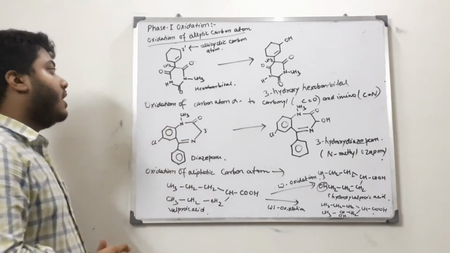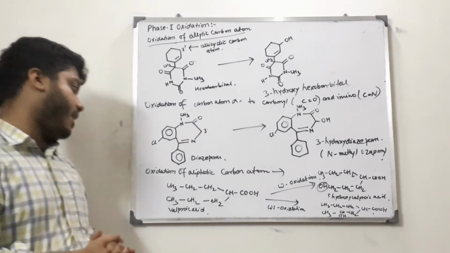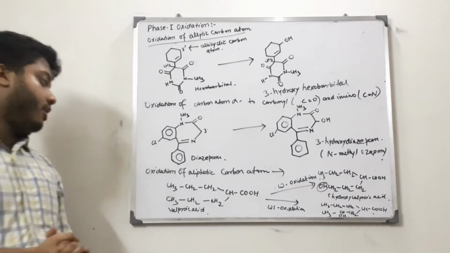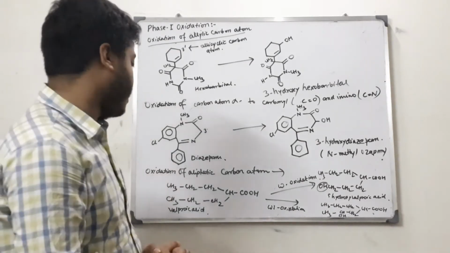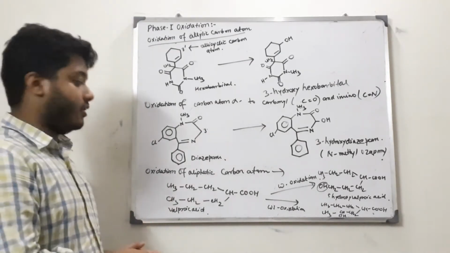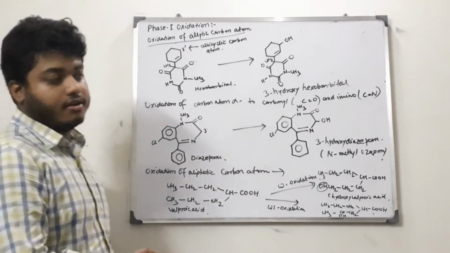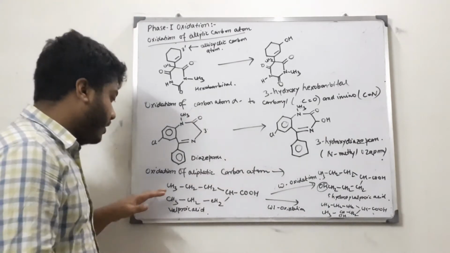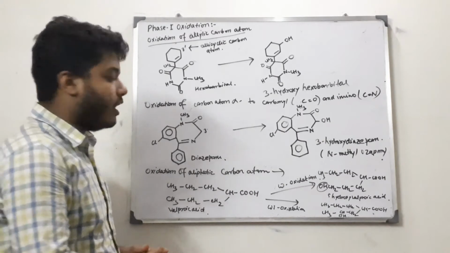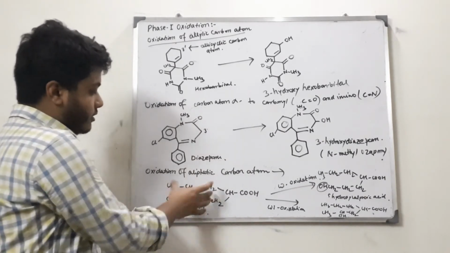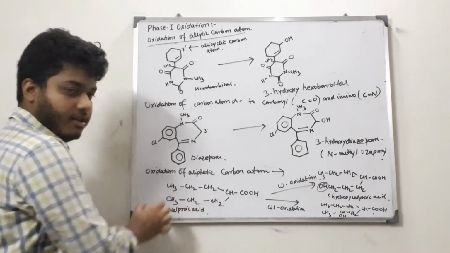Now, oxidation of aliphatic carbon atoms is generally seen in the case of the anti-epileptic drug valproic acid, which we generally use in status epilepticus. A linear structure is present in the molecule, and both branches contain a terminal CH3 group.